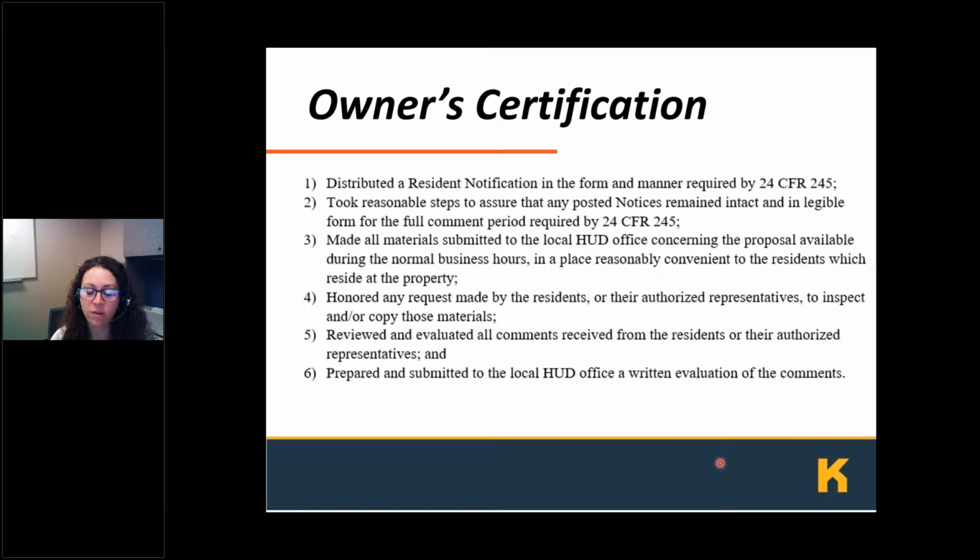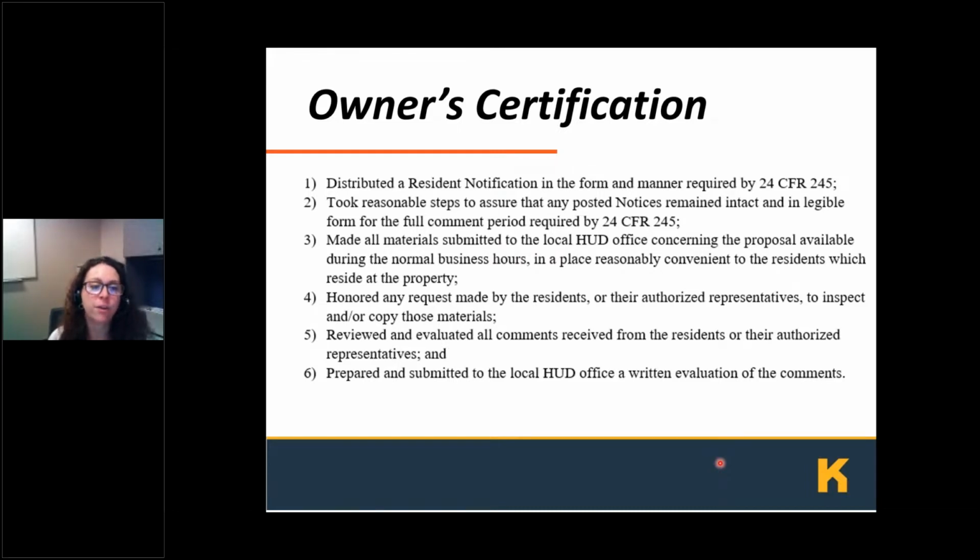This is one of the most common errors we see, that our owner agents will notify their tenants. Perfect, great. Send us a copy of that notice, but then they're also sending in the certification at the same time. And we can't do that because of what this certification says. So by signing the certification, you're letting us know that you have followed all of the requirements. And that means you've waited 30 days for the tenants to either review information, ask questions, make comments.